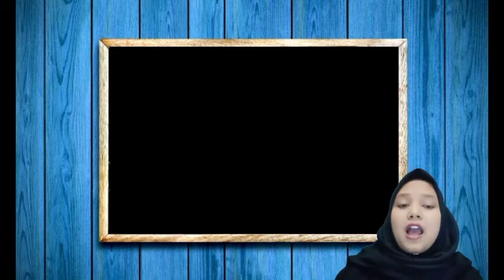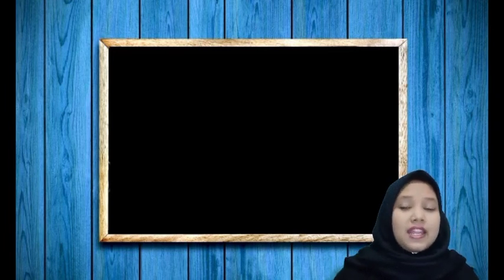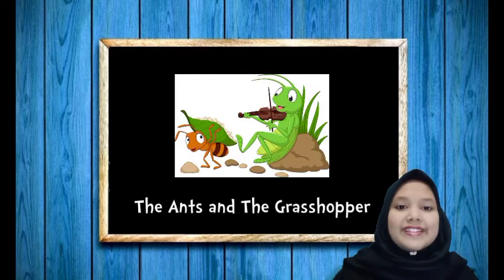This time, I will share and explain about teaching reading and writing using a short story. I will teach my students about reading and writing through a narrative text using a story entitled The Ants and the Grasshopper. The story tells about the grasshopper who asked the ants for food because he has no stored food for winter. The ants are shocked because the grasshopper has no time to store up food because he was just playing music. In the end, the grasshopper regrets it all.